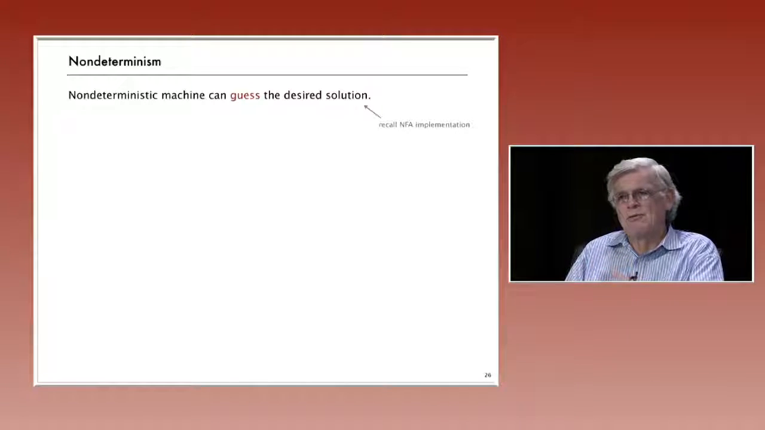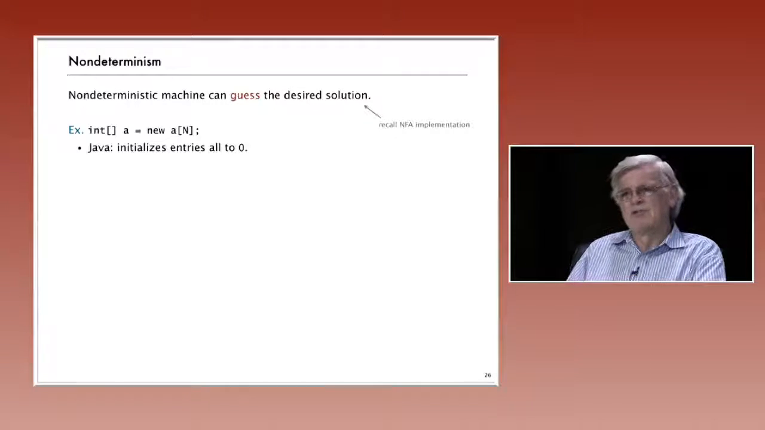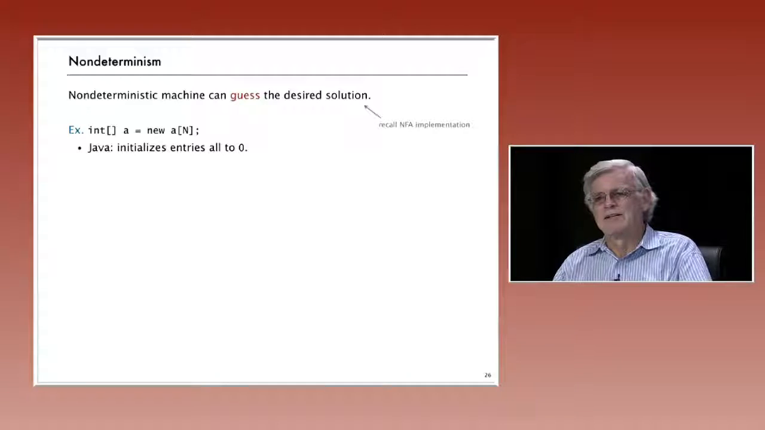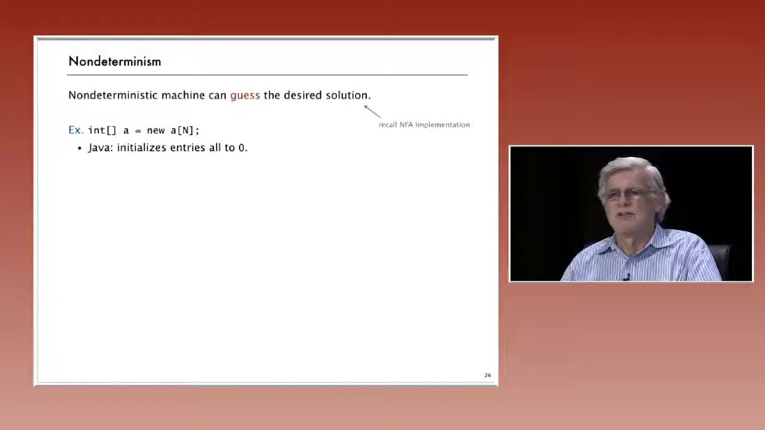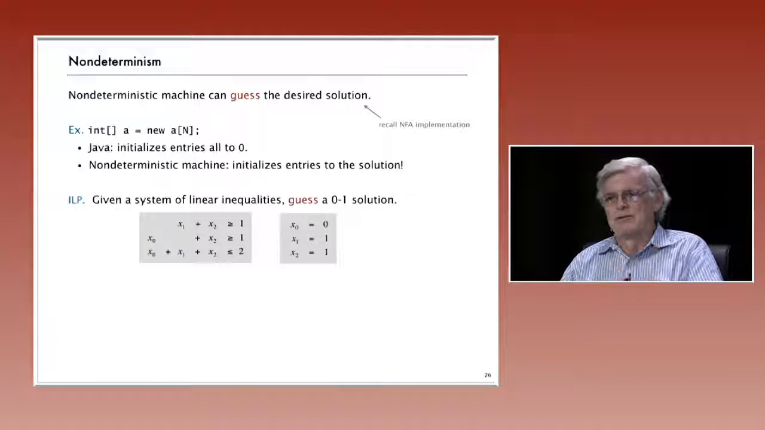So let's imagine we have a non-deterministic machine that can guess the solution. In a deterministic machine, if you create an array of size n, then Java, we know, deterministically initializes the entries to all 0. But what if that array A is supposed to be our solution to an integer linear programming problem? We could have a non-deterministic machine initialize the entries to the solution. It could just guess what the right answer is and initialize it. So it seems like a really, really powerful capability. For example, for integer linear programming, we could just tell the non-deterministic machine to guess the solution and we'd be done.